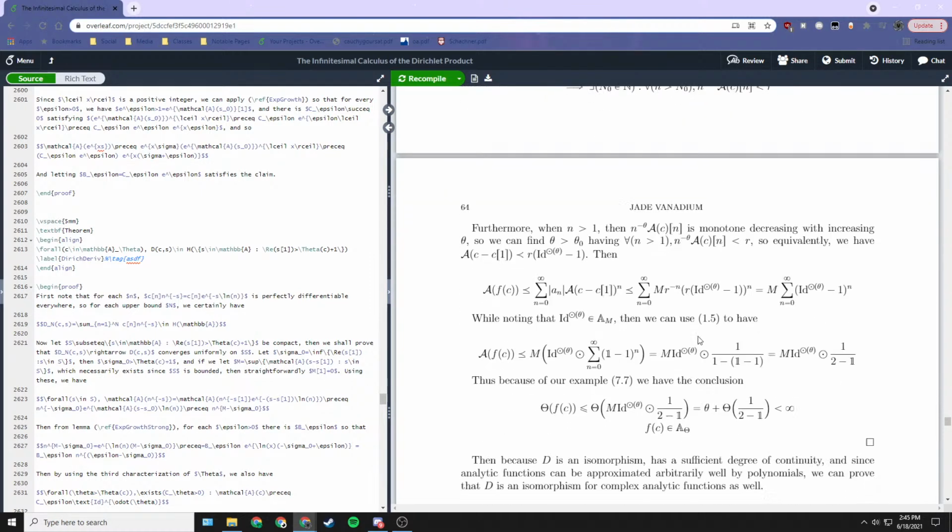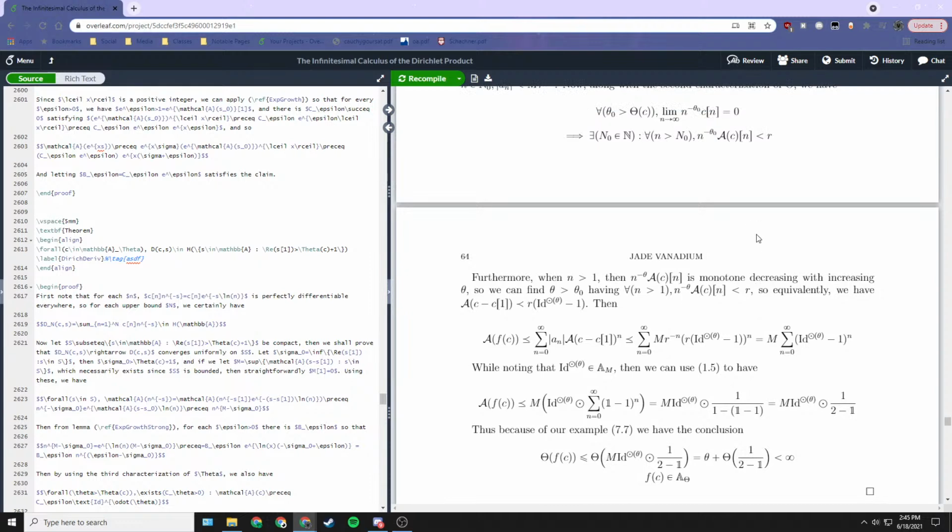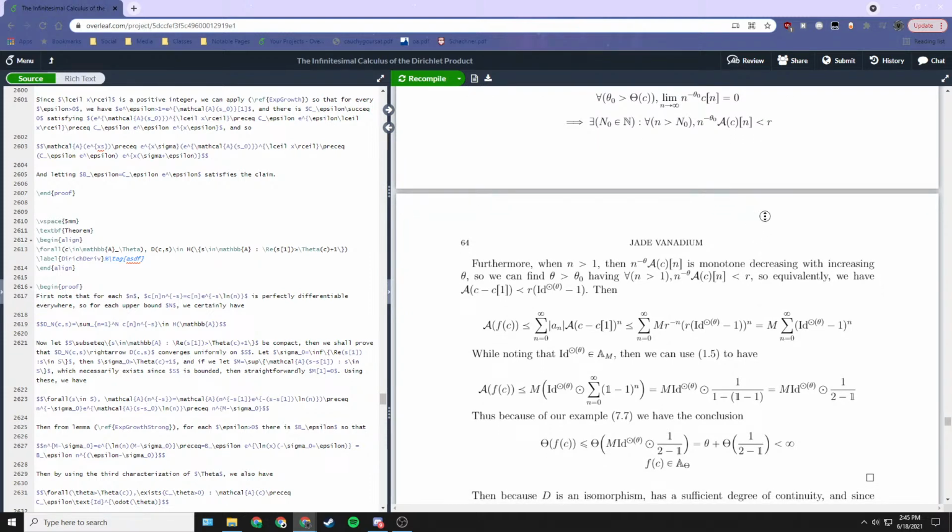Let's see, A of C is bounded by the absolute value of an times this value. Then we bound C minus C1 by something like this, times something like that, to the power minus n. Oh, that's interesting. That's very specific. That's very finicky. We've bounded the absolute value of an with r to the power minus n, and we've also selected a theta such that we can make this coefficient be r. That's very interesting.